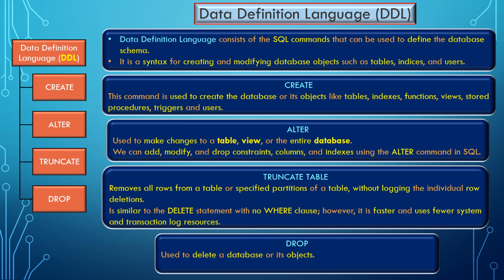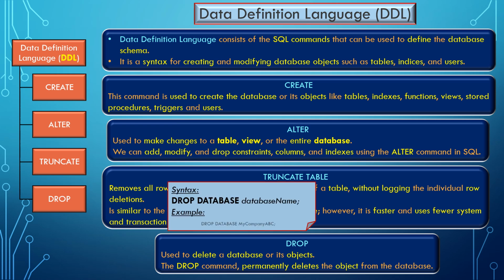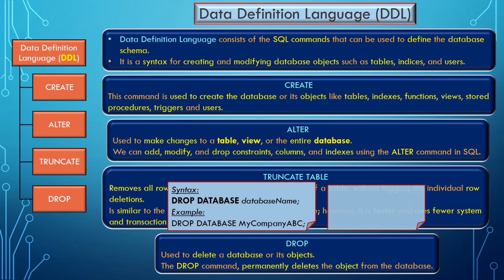The drop command is used to delete a database or its objects. The drop command permanently deletes the object from the database. Here are some examples of dropping a database and dropping a table within a database.